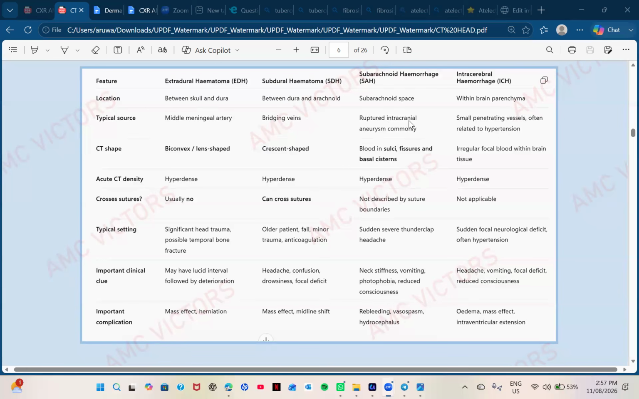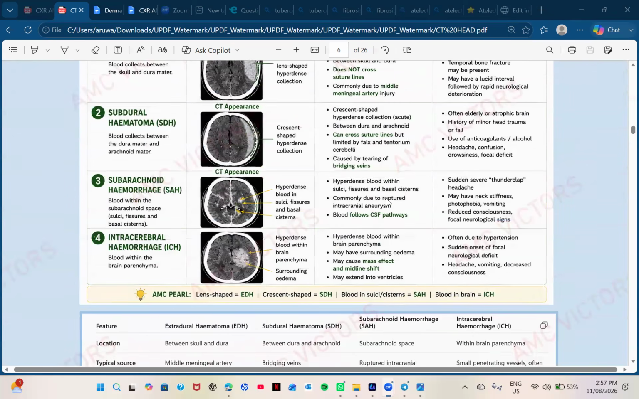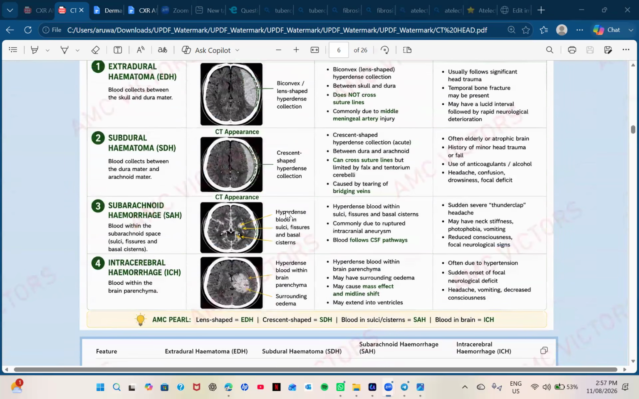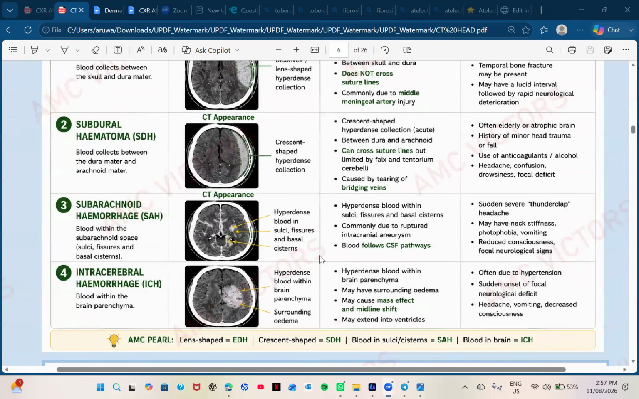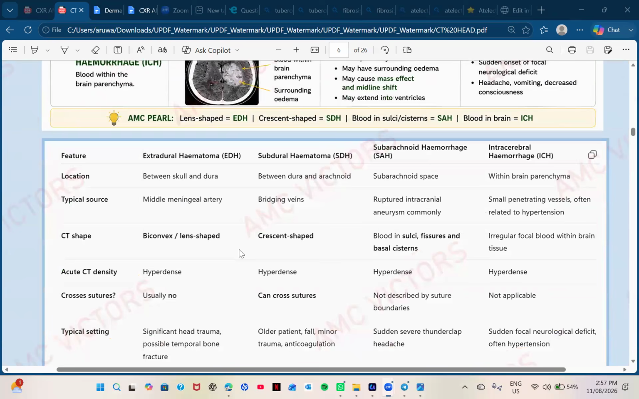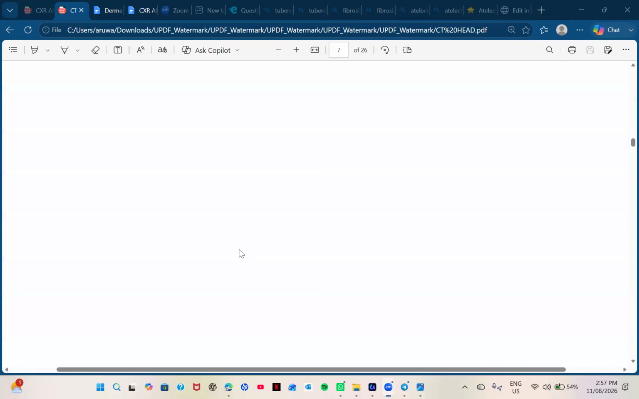What is the associated cause? The rupture of an intracranial aneurysm mainly. It can be seen in the subarachnoid space, with blood in the sulci, fissures and the basal cisterns. So in subarachnoid hemorrhage you can see hyperdense blood in the sulci, fissures and basal cisterns. This is the CT appearance. I'll show a better one, a minute.